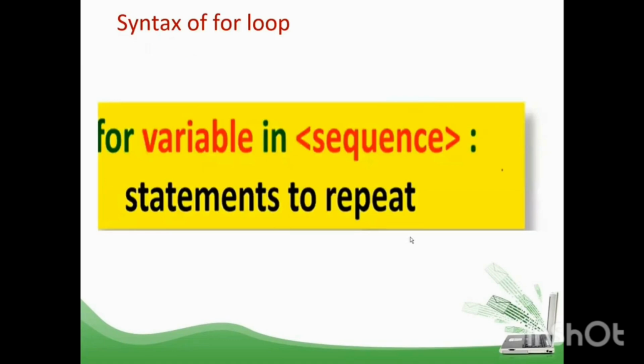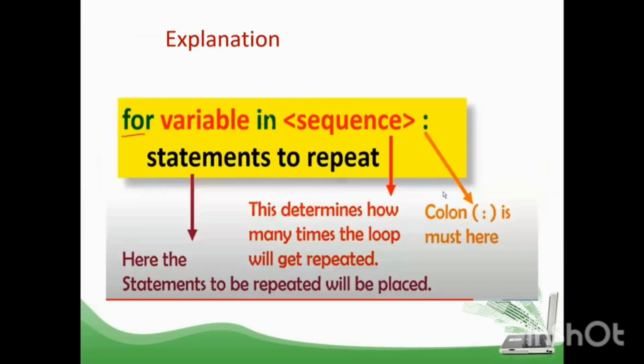What is the syntax of the for loop? This is the syntax: for variable in sequence, followed by the statements you want to repeat. This sequence can be a list, a dictionary, a string, or any numbers. It can be anything, right? And this variable is a counter variable that we use.